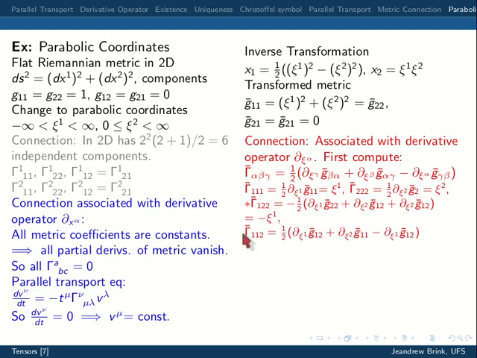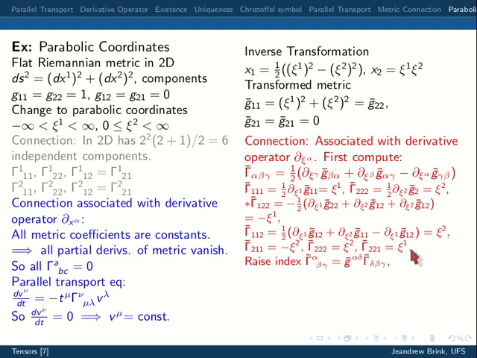Then you can do the same with Gamma_112, it's just these derivatives, and that's simply xc2. And then Gamma_211 you do the same thing, minus xc2. Gamma_222 is xc2. Gamma_221 is xc1.